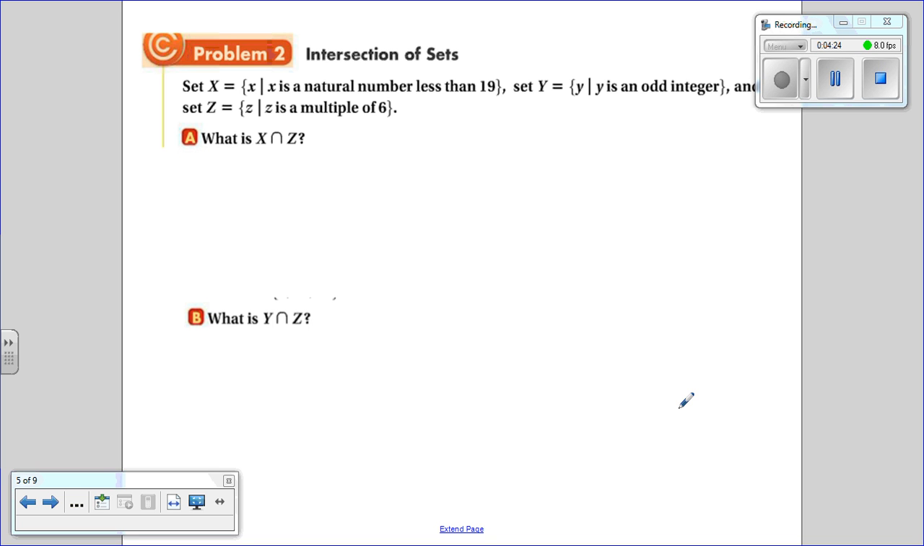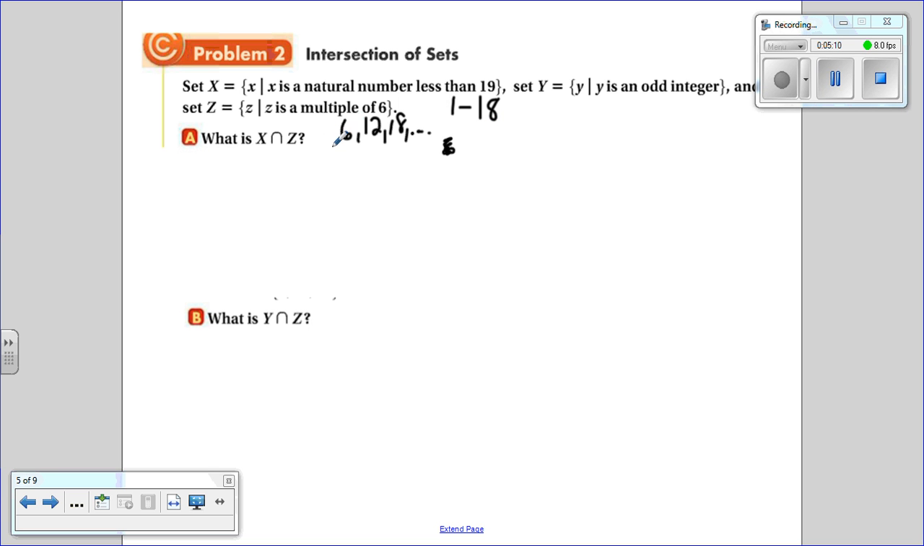So the intersection of these two sets: we're looking for things that are in both. We're looking at the intersection of x and z. x is a natural number less than 19. You remember natural numbers start at 1, so we're talking about any number between 1 and 18. Set z is a multiple of 6, so things that 6 goes into. That would be 6, 12, 18, and so on. Which numbers do they have in common?